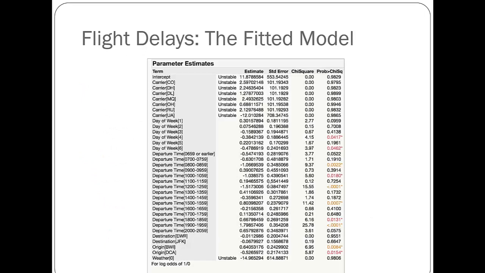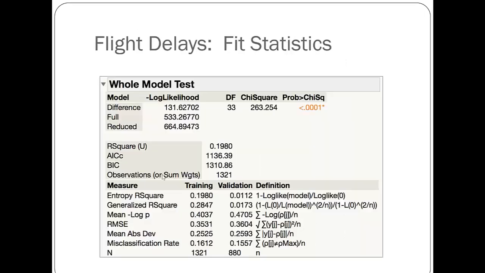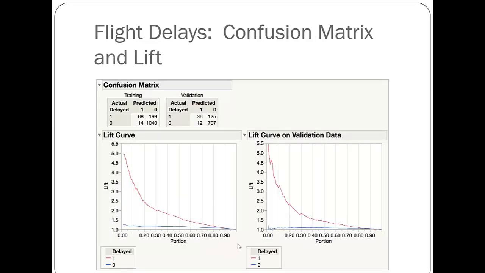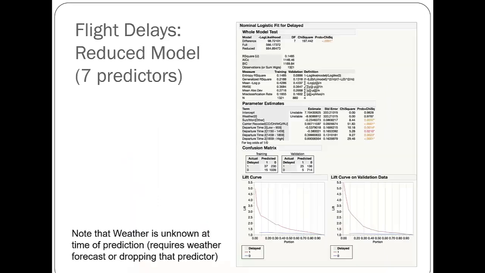Once we do all that, we're going to get this output. These are the parameter estimates, and you can see there's a whole bunch of variables that we put in there. We're going to get some output from running this logistic regression model, and what we're really interested in is seeing what the misclassification rate is on the training and the validation sets. We also will look at the lift curves for both the training and the validation set. And then we'll simplify by getting rid of a bunch of the predictor variables and just use 7 of those.